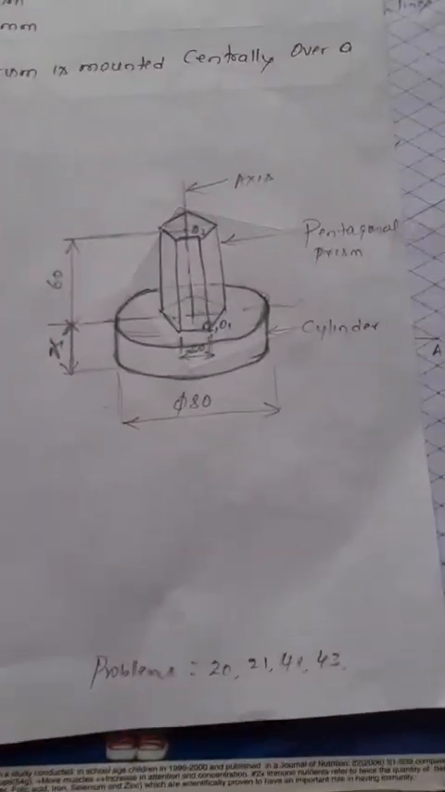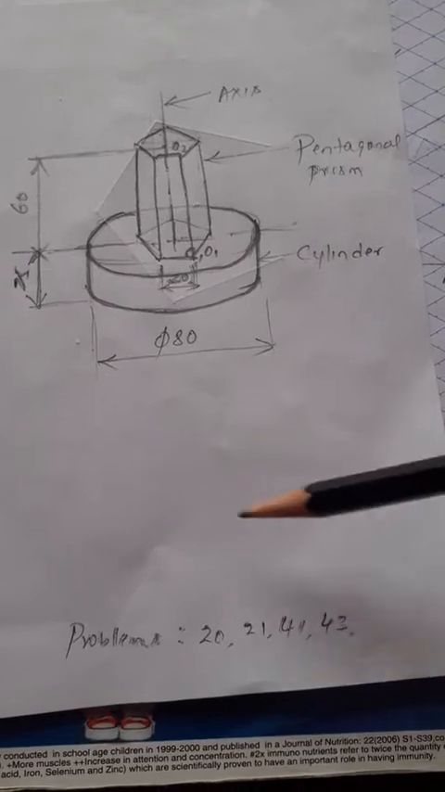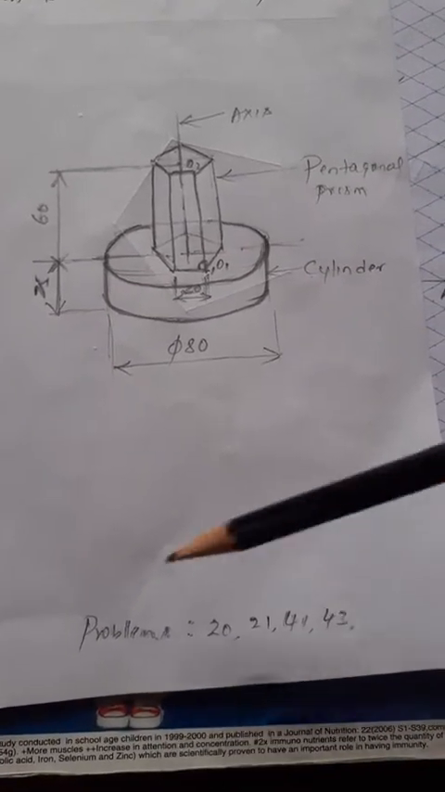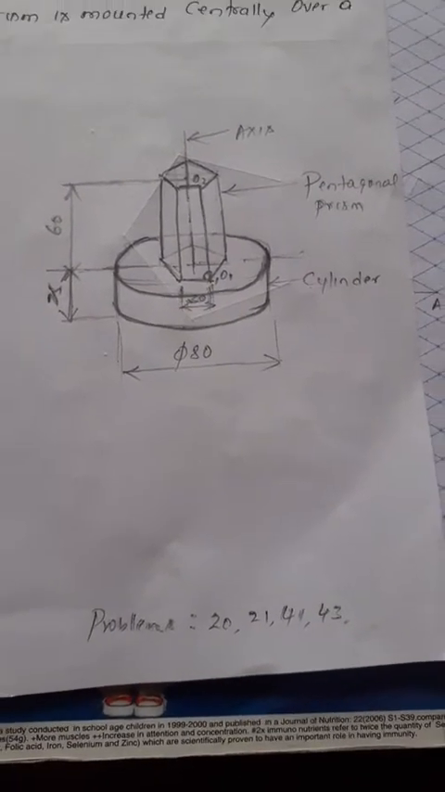Now try these problems for assignment: problem numbers 20, 21, 41, 43. Out of the 4, solve any 2 problems. Don't solve all 4 problems. Solve any 2 problems. If you have any doubts, just contact my number.